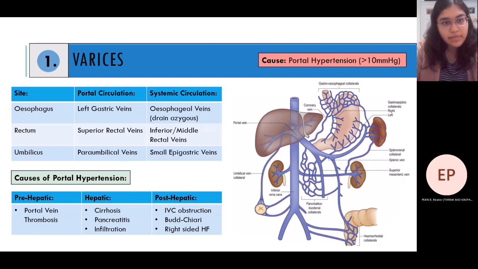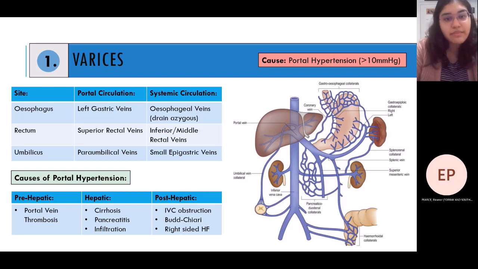So varices, I thought I would just highlight clearly. Varices are caused by hypertension in the portal circulation. What that does is it causes portosystemic shunts of blood, because blood isn't able to pass through a cirrhotic liver into the IVC. So as a result, it has to divert and go into other parts of the systemic circulation to try and return back to the heart.